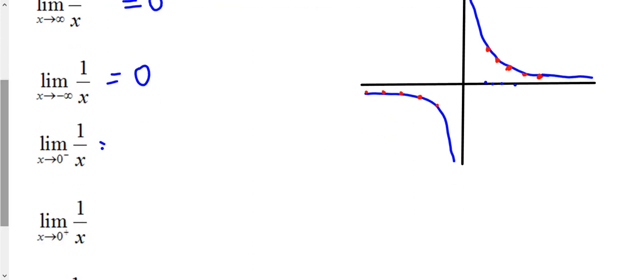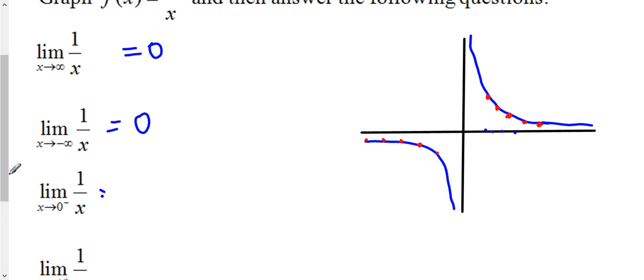As x goes to 0 from the left-hand side, so as we approach 0 from the left-hand side, these are the points on the curve that we're following. Look at what's happening to their y values. These are getting lower and lower along the y-axis, right? Therefore, their y values are going towards negative infinity.